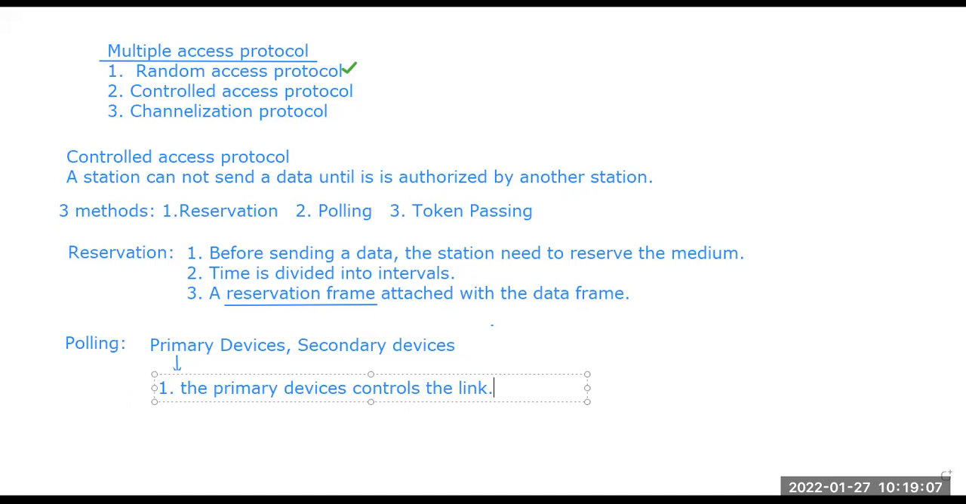Means we can say that when data is generated and in the process of transmission from the sender side, this is a primary device and it is the initiator of a session. So always a session will be initiated by the primary device. Third, the primary device determines which device is allowed to use the channel at a given time.